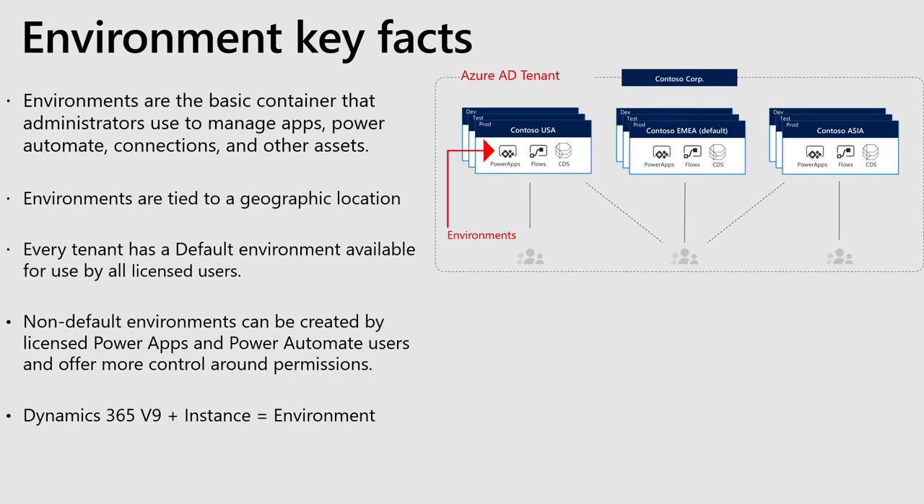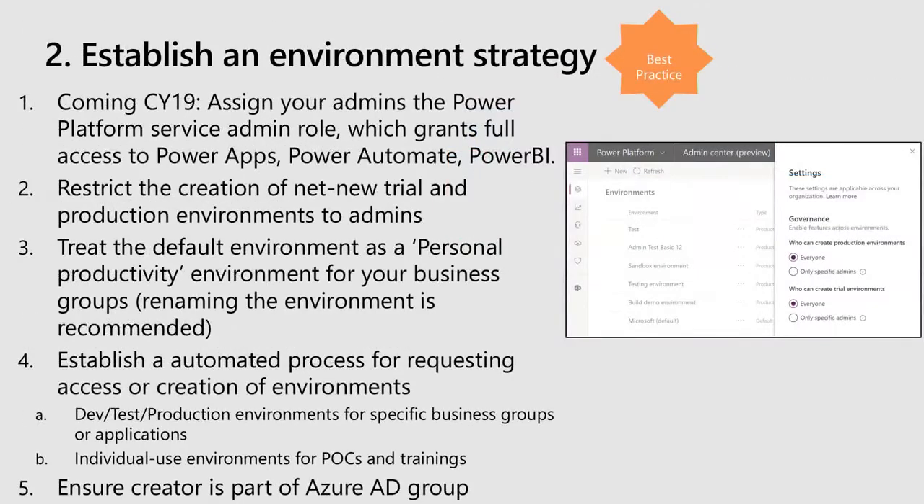You have a lot more control on who can do what within a non-default environment. So when we think of an environment strategy, one of the things we want to do is restrict the creation of new trial and production environments. This started off as a low-code platform, and the idea was you empower people to build it. But it also means if you don't do something like restricting this early on, you're going to have environment sprawl.